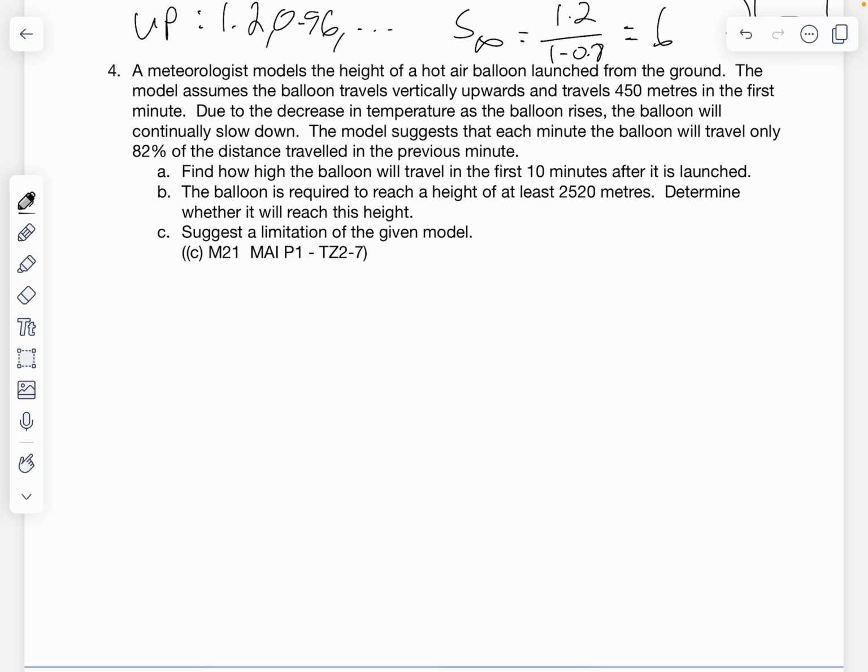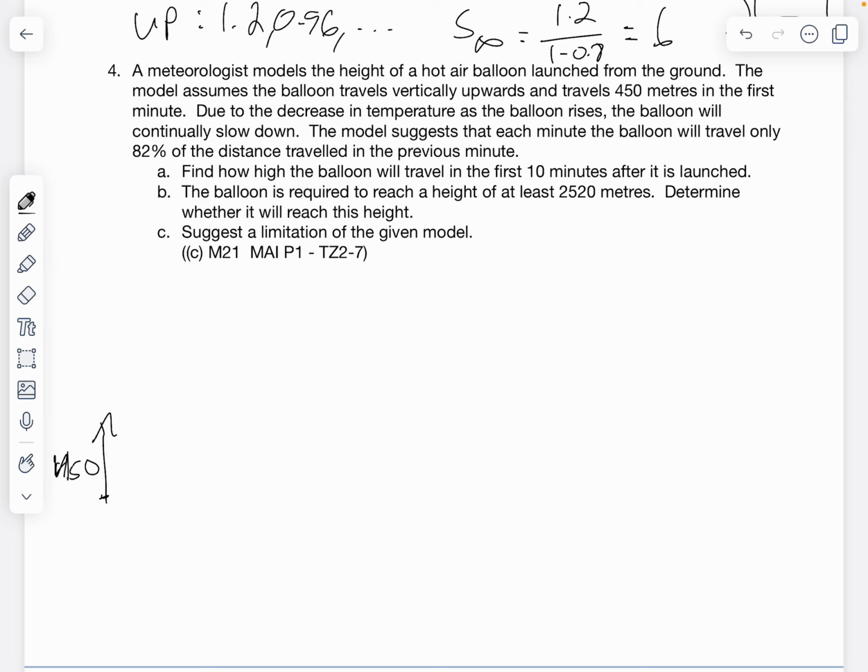Okay, last one on the page here. A meteorologist models the height of a hot air balloon launched from the ground. The model assumes the balloon travels vertically straight up and travels 450 meters in the first minute. Due to the decrease in temperature as the balloon rises, the balloon will continually slow down. The model suggests that each minute the balloon will travel only 82% of the distance traveled in the previous minute.